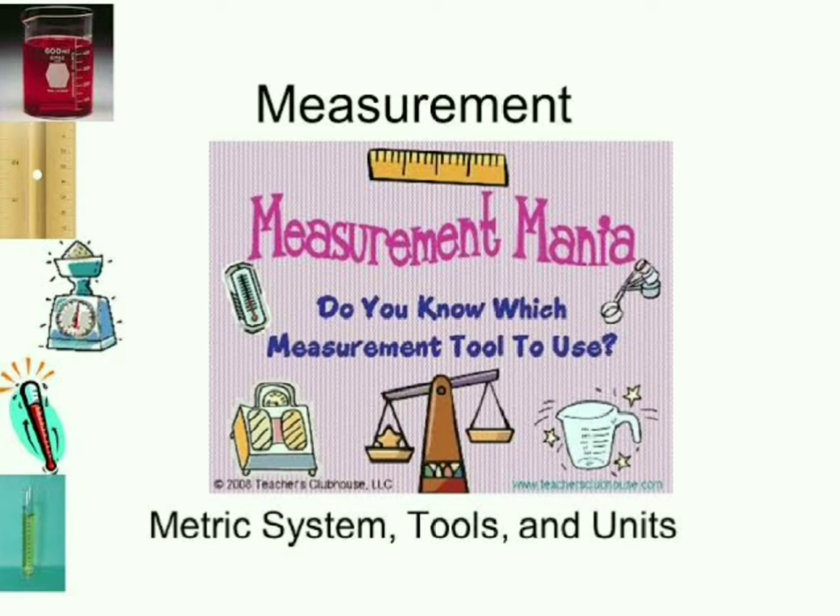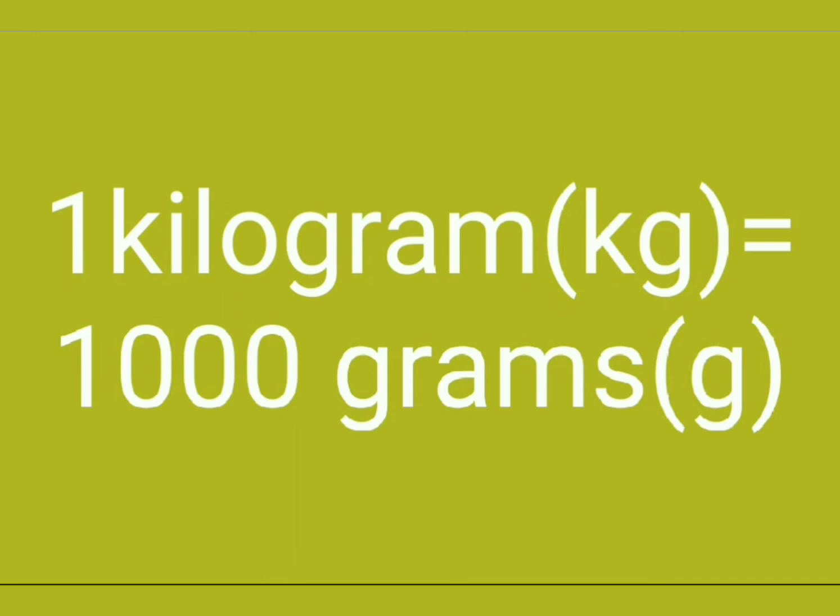We measure the weight of the objects in grams and kilograms. Kilogram is greater than gram. Kilogram is 1000 times greater than gram. 1 kilogram is equal to 1000 grams.